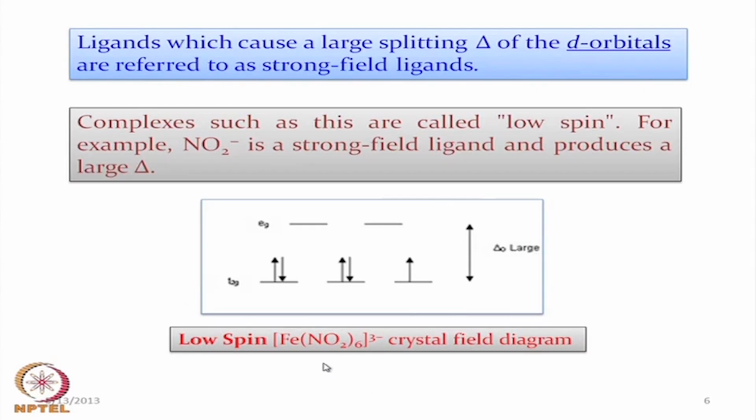This is the situation for a low spin compound of iron 3, which is Fe(NO2)6 3-, and this can be considered in its crystal field diagram, where we see the number of electrons in this level is t2g^5 only. So, simply we have the t2g^5 electronic configuration for this iron, and we get the corresponding low spin compound.